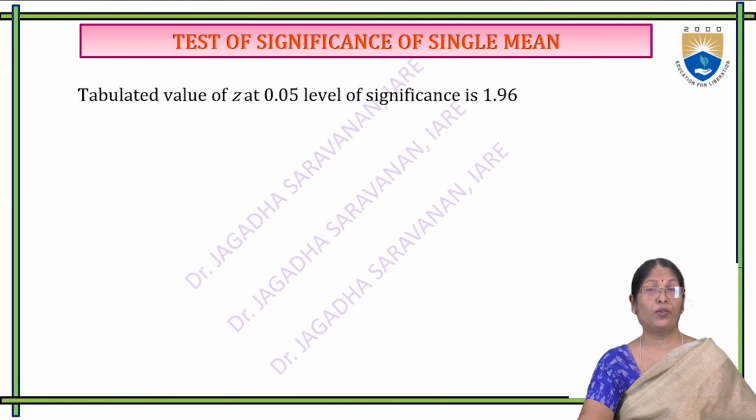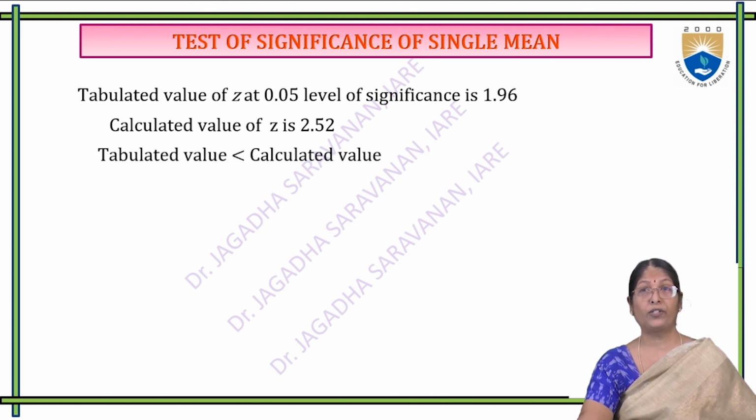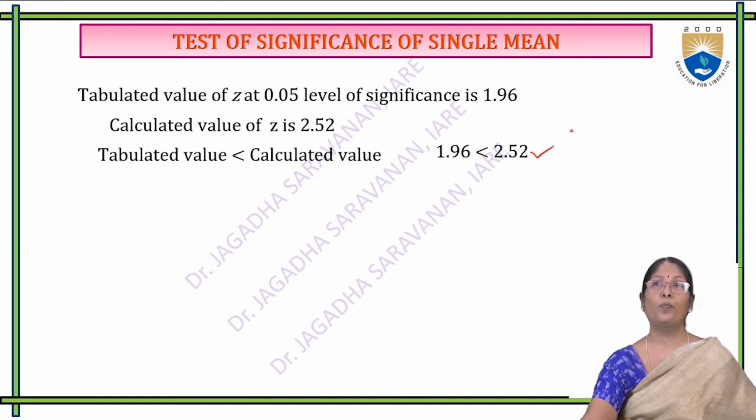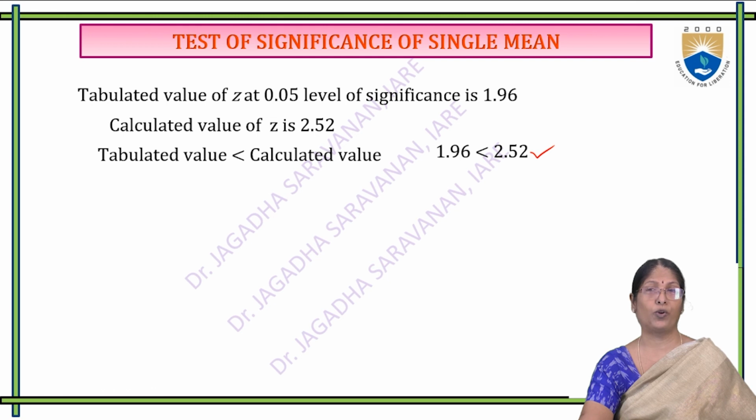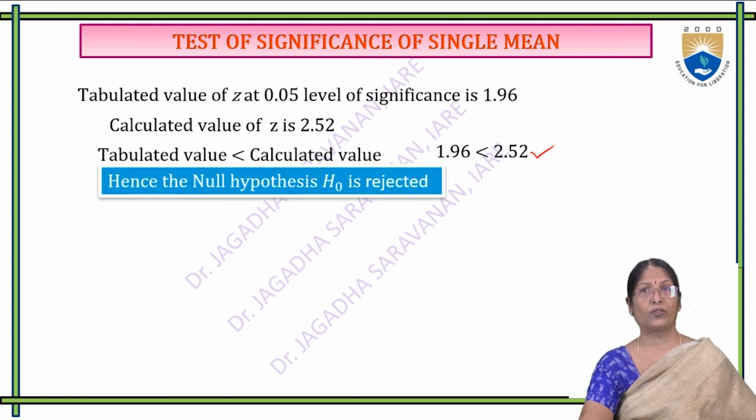So the tabulated value of z at 0.05 level of significance is 1.96. The calculated value of z is 2.52. The tabulated value, 1.96, is less than the calculated value, 2.52. So the null hypothesis is rejected. That is, the claim that the tires last up to 28,000 miles is not possible. We are not in a position to accept the null hypothesis, so it is rejected.